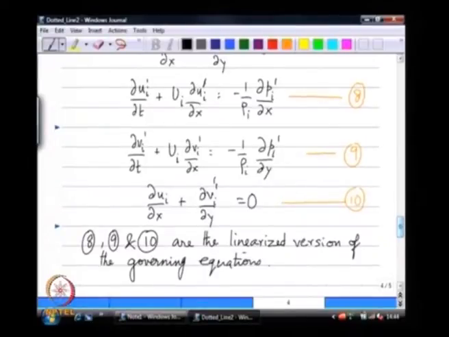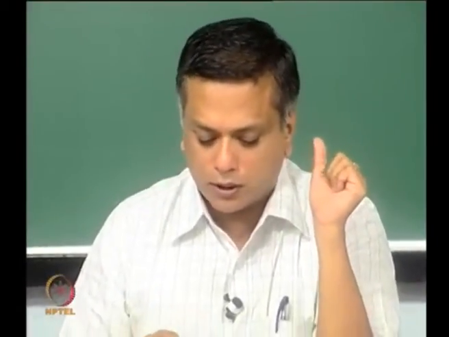Now, how do I know that they are linearized versions of the governing equation? I want to make sure that you completely understand this idea of linearized version. If you look at these equations, there are 3 equations. The 3 unknowns are u_i prime, v_i prime and p_i prime. I have one set of 3 equations for fluid 1, one set of 3 equations for fluid 2.